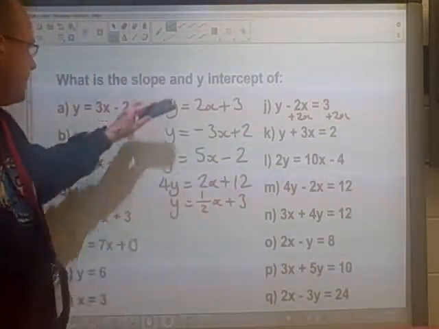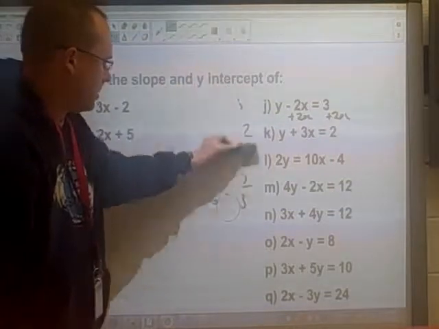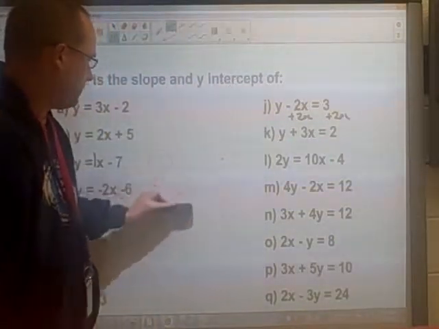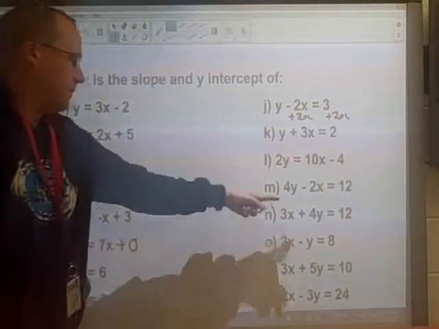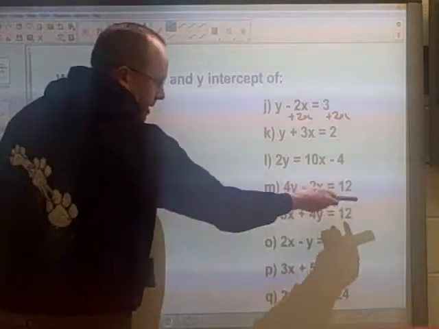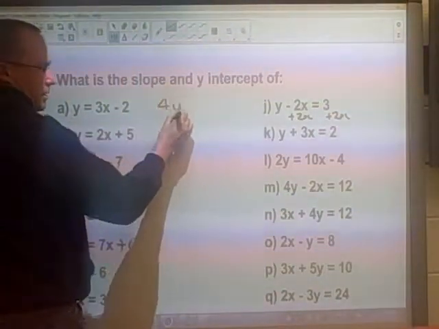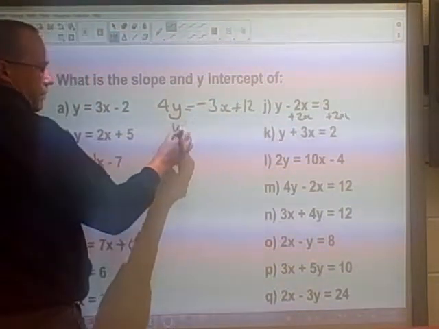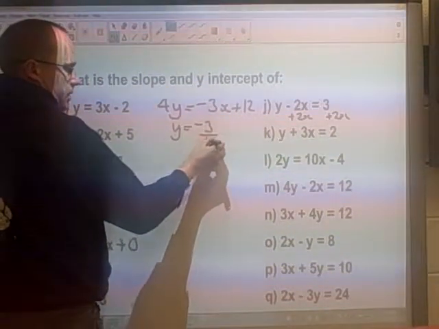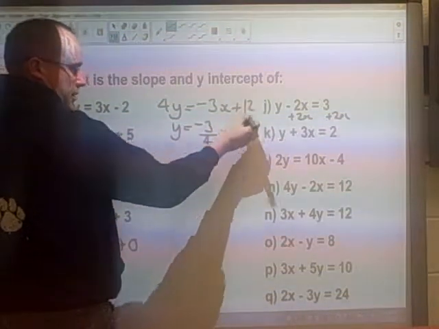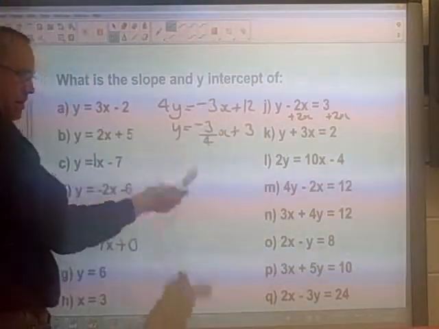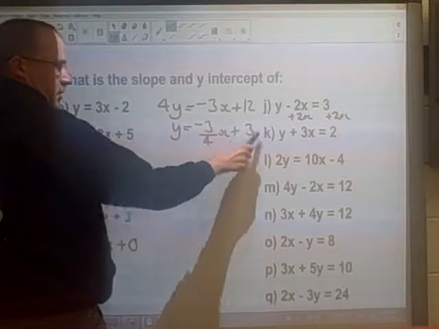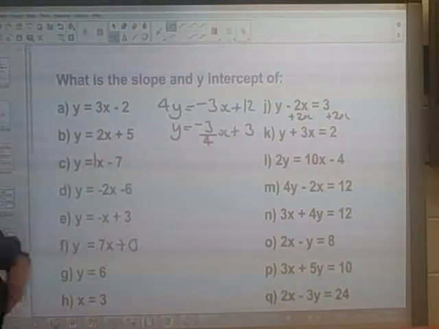Now for these last few, these tend to take up a little bit more space. So I'm going to get rid of these few answers here. So for 3x plus 4y, I need to bring the 3x to the other side. So it's going to become negative 3x. And then I need to divide by 4. Now, if it doesn't divide nicely, I'm just going to leave it as a fraction. 12 divided by 4 does work, it's 3. So slope of negative 3/4 and a y-intercept of 3.